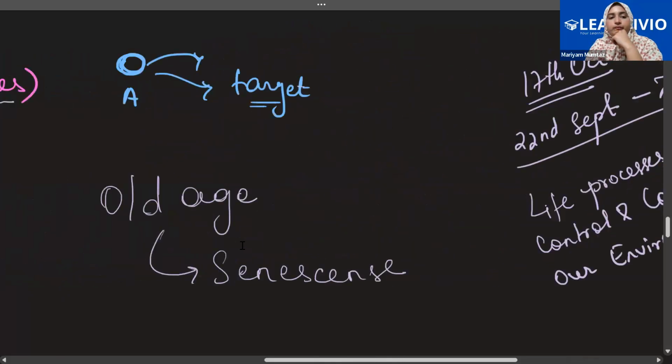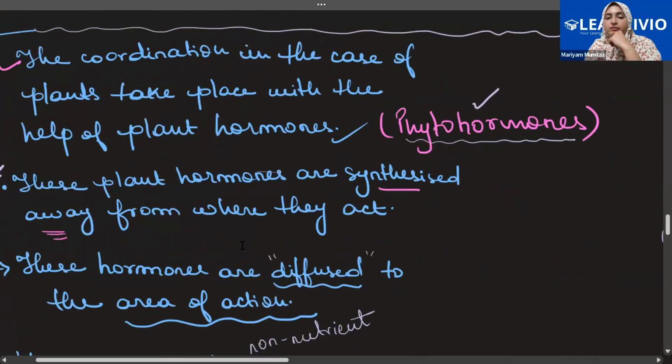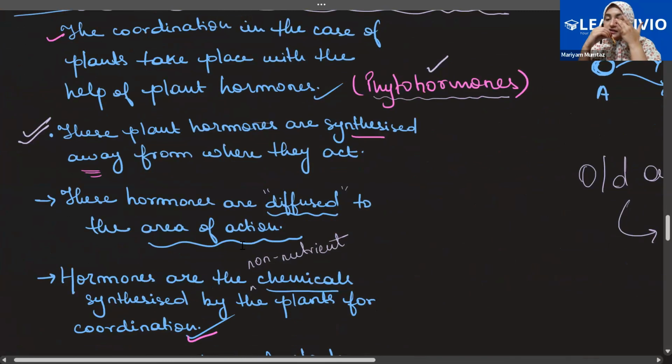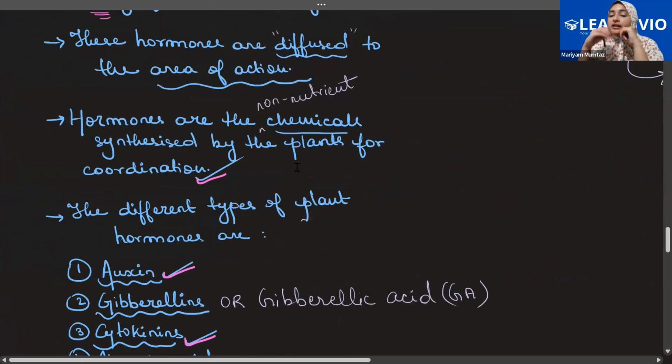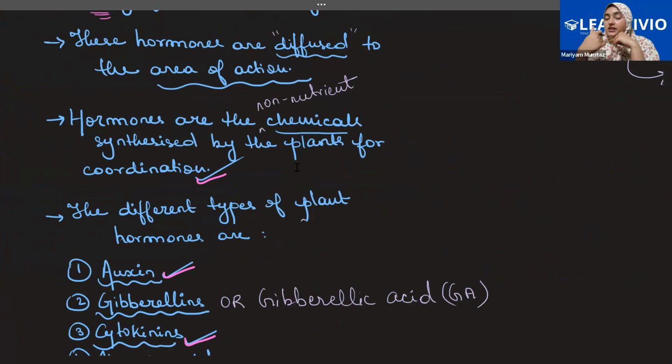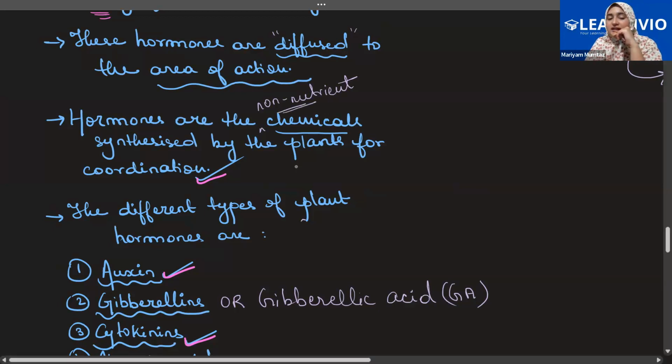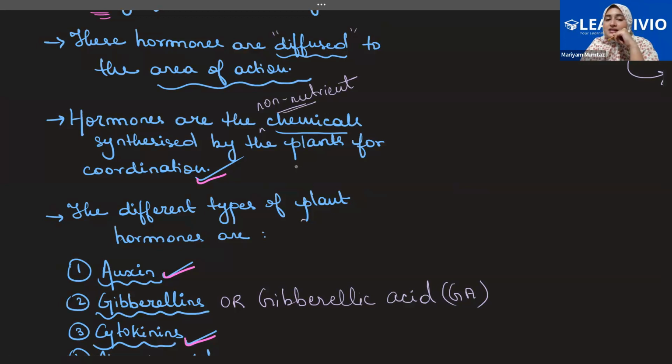Okay. Now we were talking about the phytohormones. These phytohormones are the plant hormones, and they are diffused to wherever they are supposed to act. Just like how the hormones in our body are released into the bloodstream, in the same way in the plant they are diffused to the area of action. Hormones are non-nutrient chemicals, not necessary for the nutrition of the organism, and they are synthesized by the plants for coordination purposes.